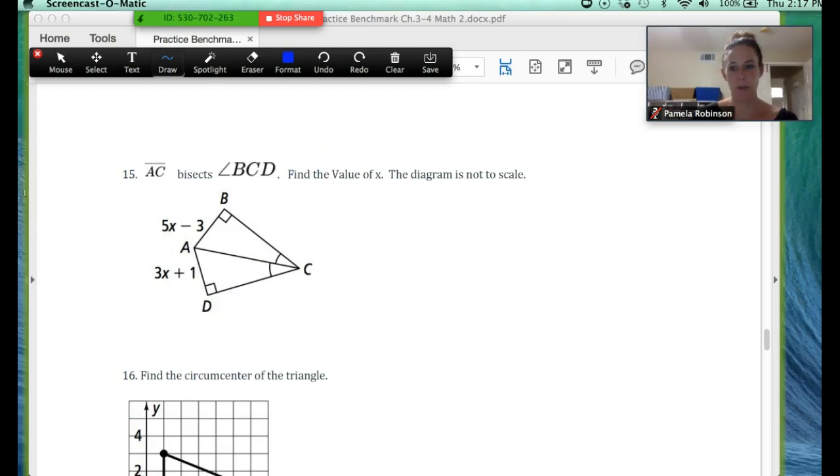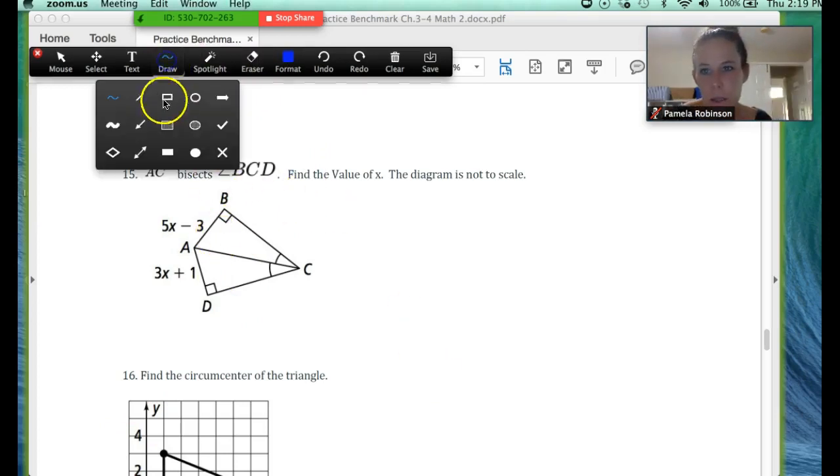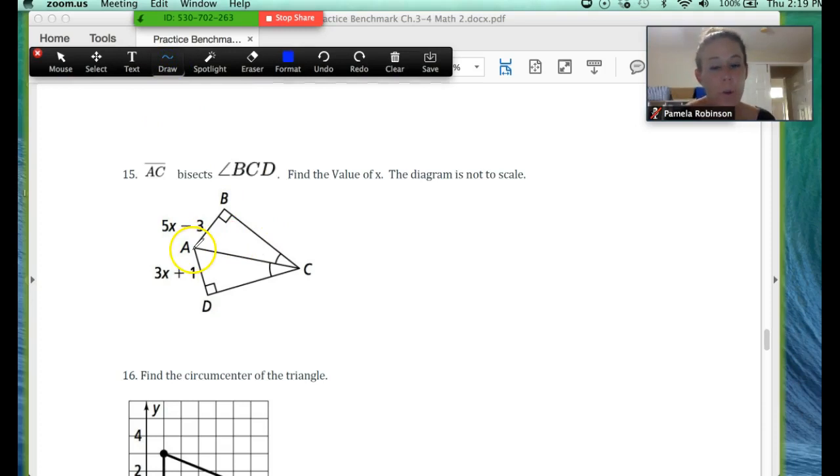So let's look at what we have. If we know that A is on the bisector of this angle, we know A is going to be equally distant from the sides of the angle. So this will have to be congruent to this because A is on the angle bisector. So A is going to have to be equally distant from this side as it is from this side. So these two will be congruent. To find the value of x, we simply set this equal to this.